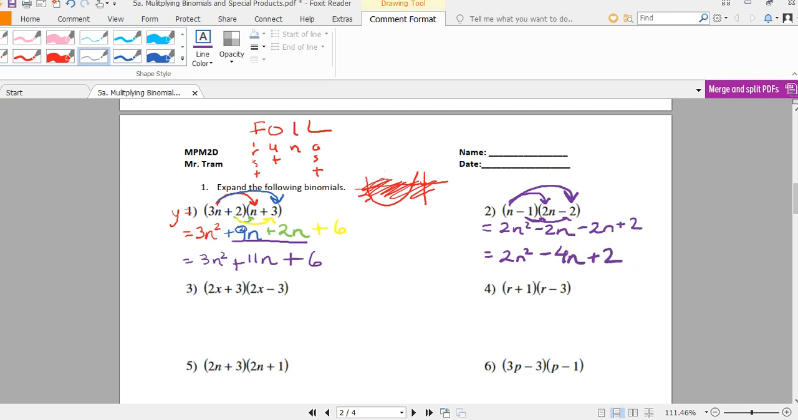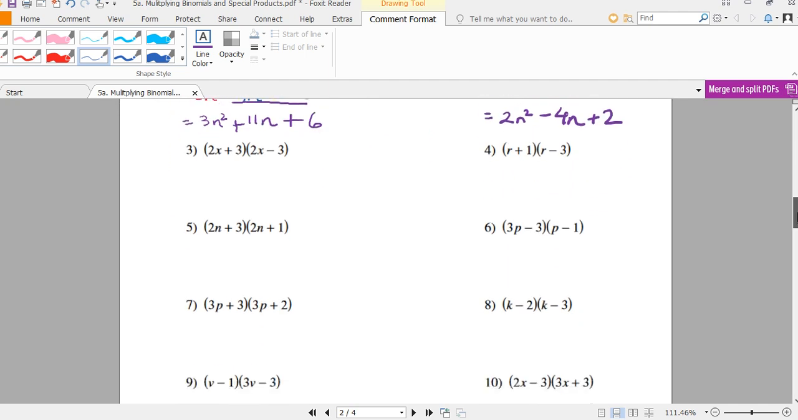We're done. Okay? We'll do a couple more. Let's do number, I don't know, let's do number 6. So again, the first term times the first term of the second one, 3p times p is equal to 3p squared. Okay, and then 3p times negative 1 will give me, oh sorry, I forgot the square there. 3p times p is 3p squared.